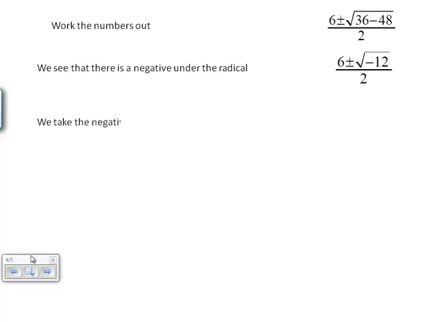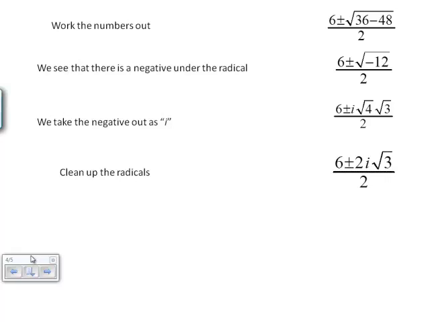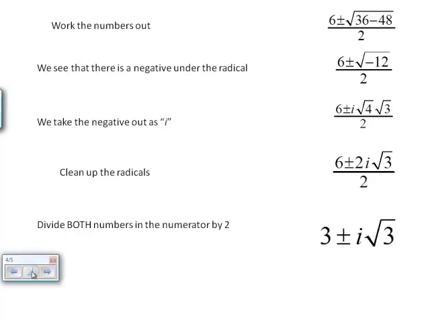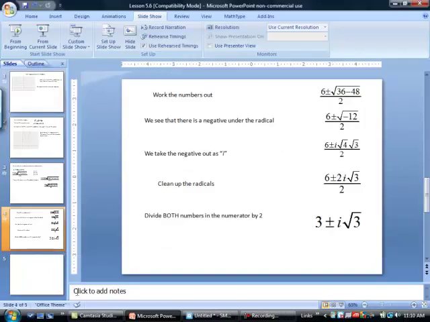But I'm not done yet, because we need to take the negative out from under the radical. We have to break down that radical because 12 has a perfect square in it, 4. And then we're going to clean up the radicals. And the last step we have to do is divide both numbers in the numerator by 2. Now that's it. It's just that in your homework tonight you're going to get radicals.